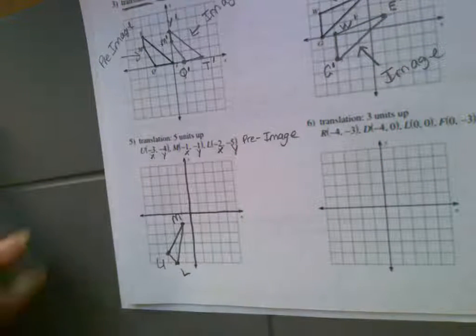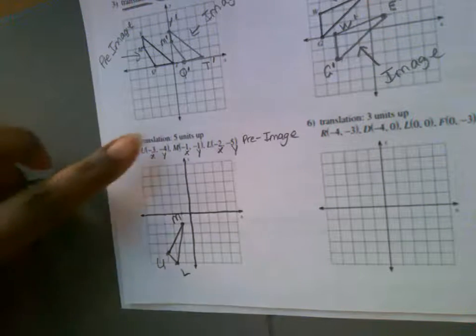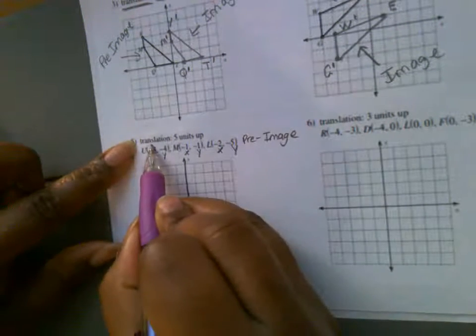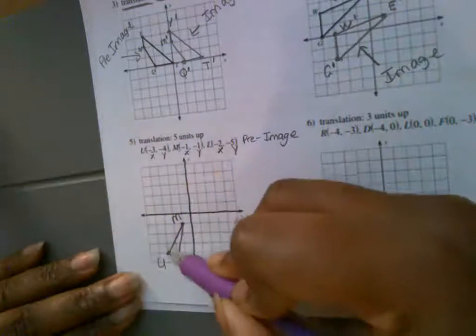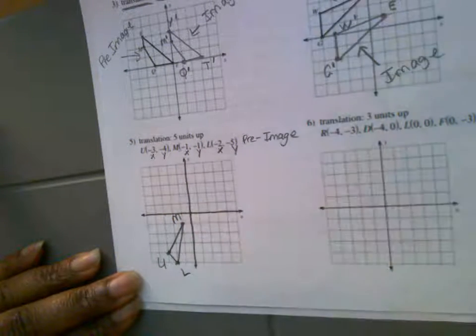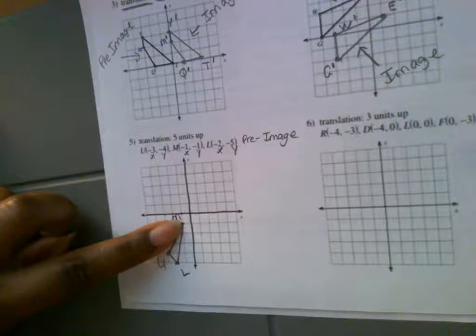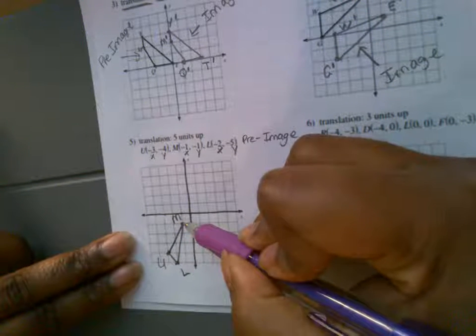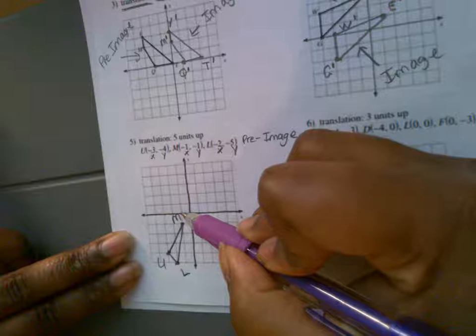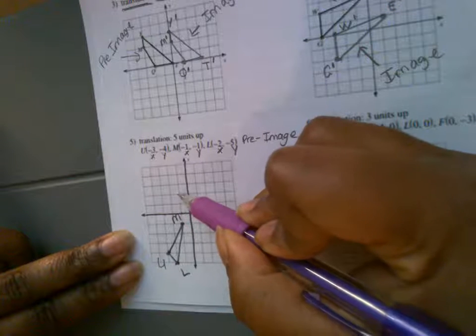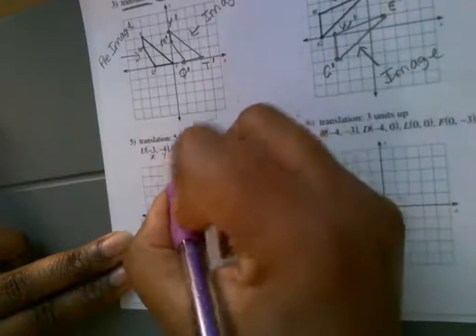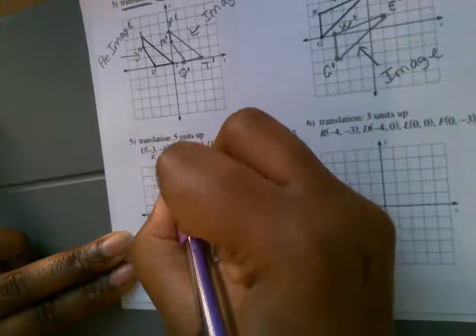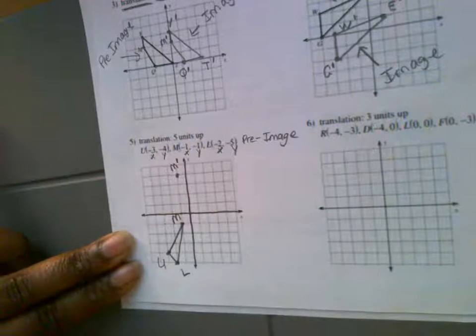Okay. Now I'm going to do the translation. To slide it, they want you to slide it 5 units up. So that means I'm going to take each of these points and go up 5 times. So I'm going to start with M. I'm just going to count up 5 times. So this is up 1, up 2, up 3, up 4, up 5. So this is M prime. That's my new location for M.